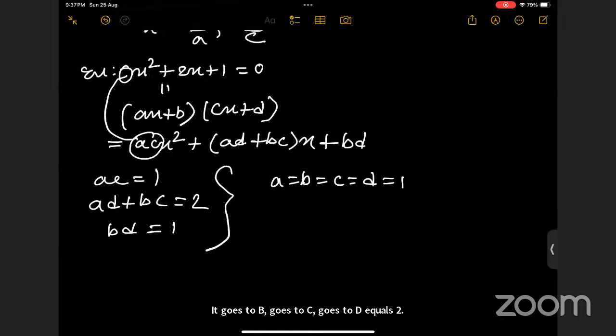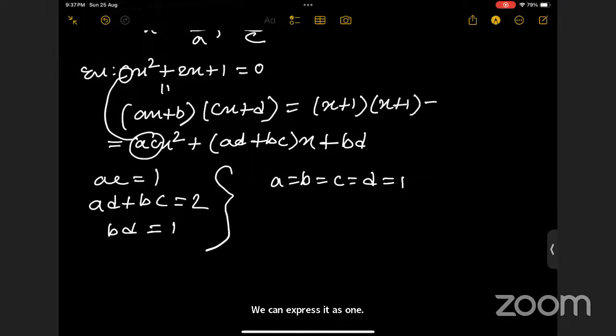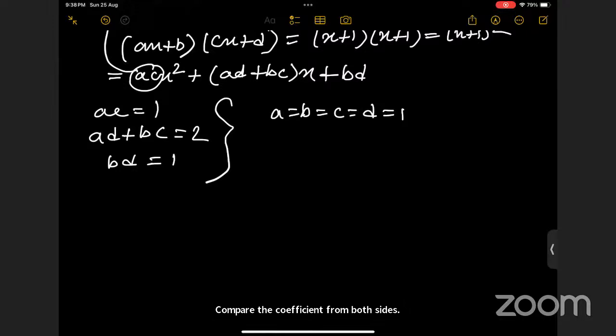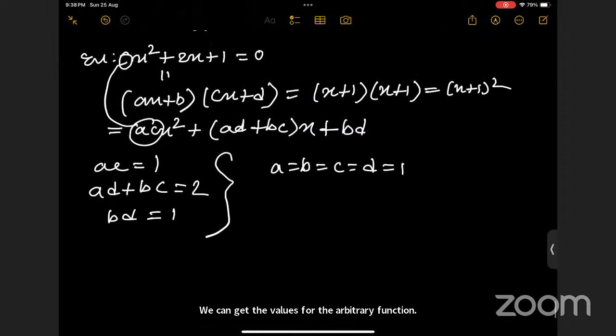So we can express it as x plus 1 into x plus 1. And we can go by middle term splitting too. So there are so many methods. This is one method. We can simply equate it, and then we can compare the coefficients from both sides. Then we can solve the equation, and we can get the values for the arbitrary constants. Then we can express it in the form.